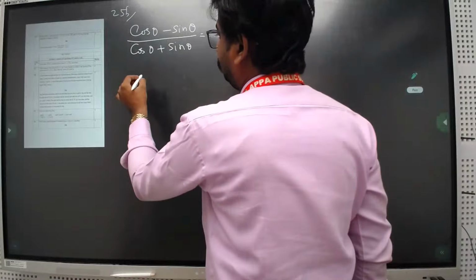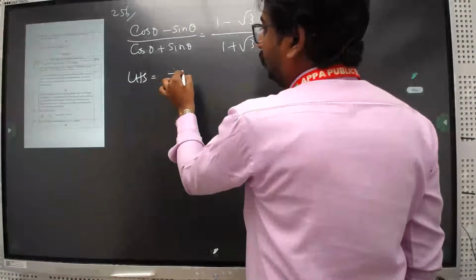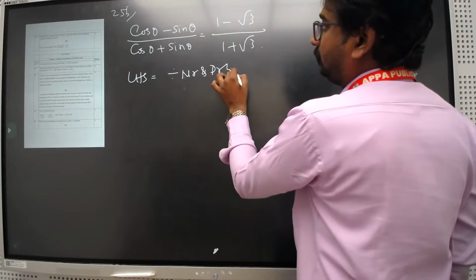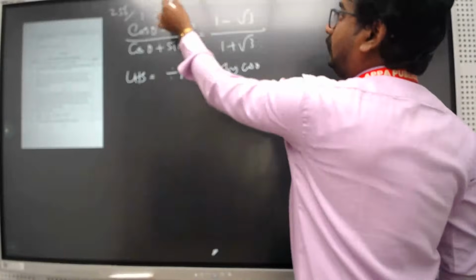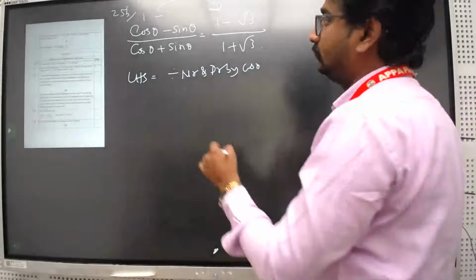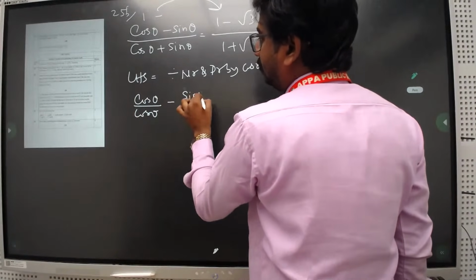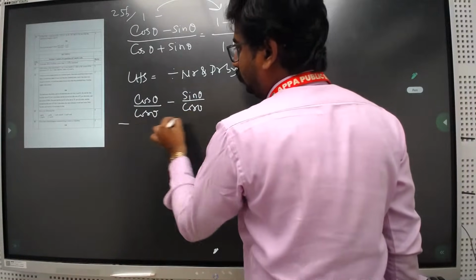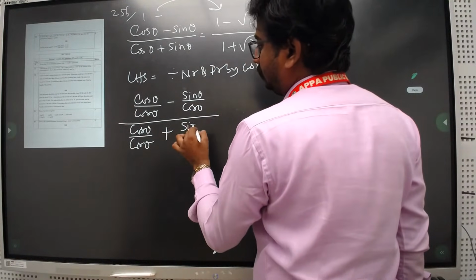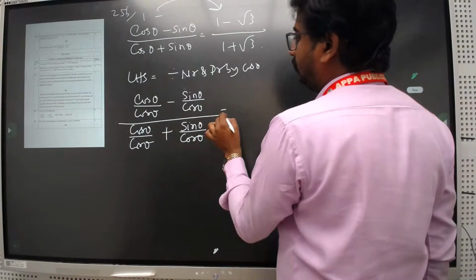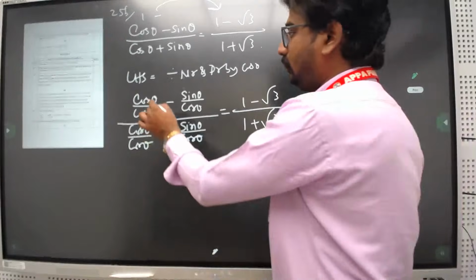First, what I will do, take LHS, divide numerator and denominator by cos theta, because this will become 1 minus, so that I can equate LHS and RHS. Cos theta by cos theta minus sin theta by cos theta, whole divided by cos theta by cos theta plus sin theta by cos theta is equal to, as usual, 1 minus root 3 by 1 plus root 3. Cos gets cancelled.